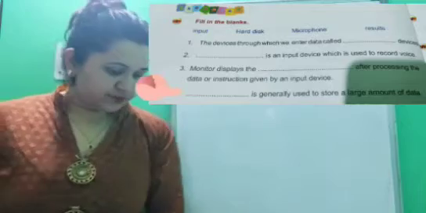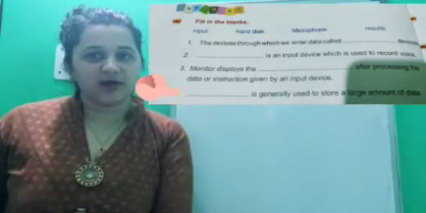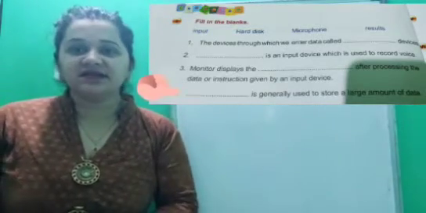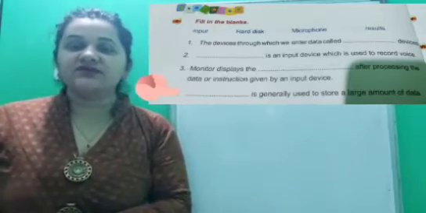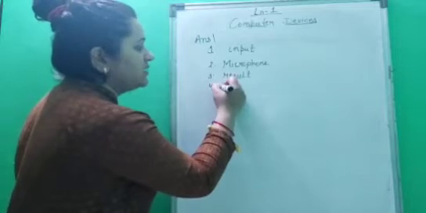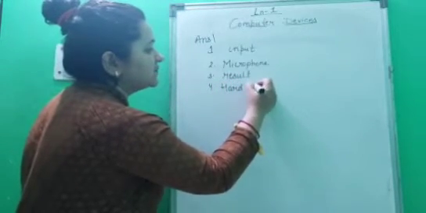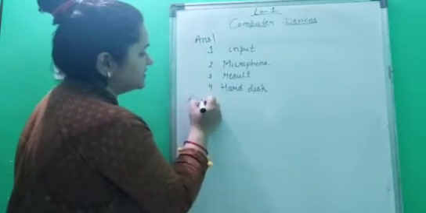Now come to the fourth one: dash is generally used to store a large amount of data. Hard disk. Hard disk is a storage device. It stores a lot of data. So write down hard disk. It provides space to the computer so that it can store a lot of data.